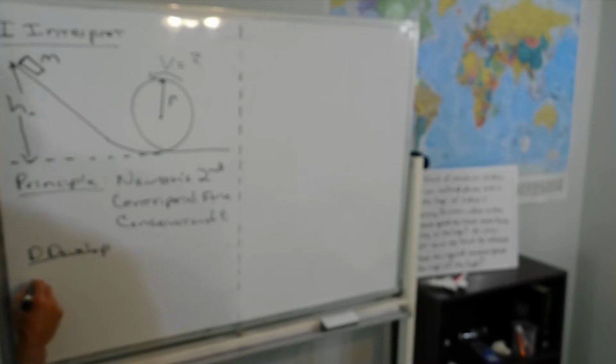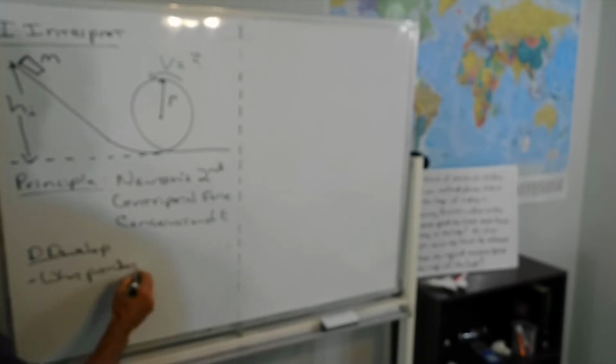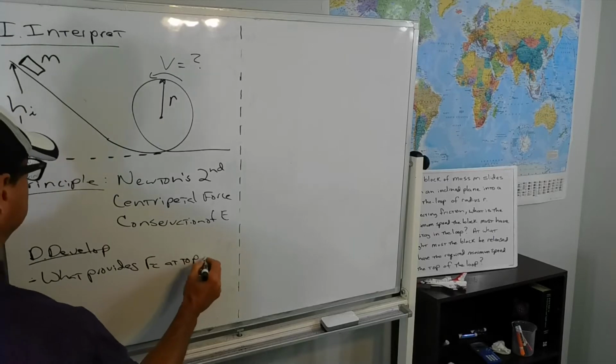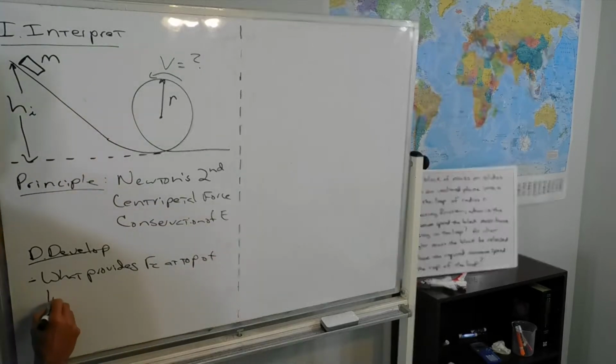Okay, so now to develop our bullet point plan, let's think about this question. What provides the centripetal force at the top of the loop?